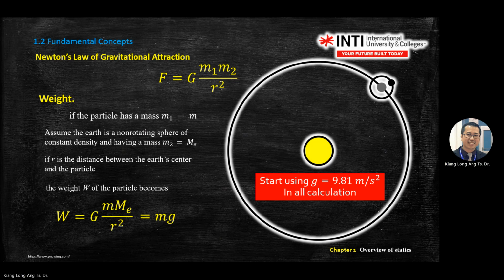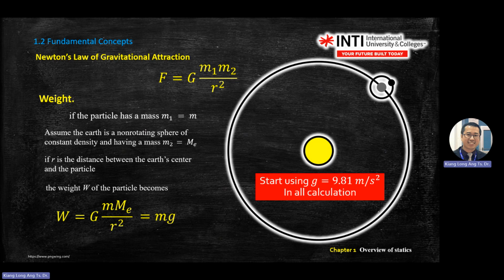On the Earth, for this module, start using 9.81 in your calculation from today onwards. Same with dynamics class, right? Don't use g equal to 10. If you use 10, it straight away gives you the wrong answer. I'll just put a cross there. Start from today, use 9.81. Okay, so I think this is the first equation.